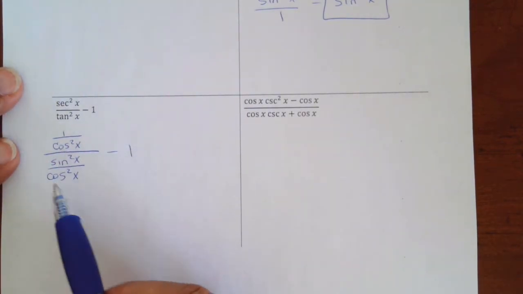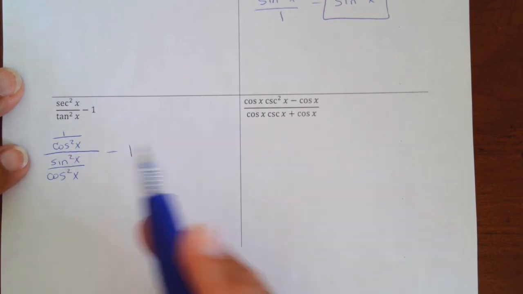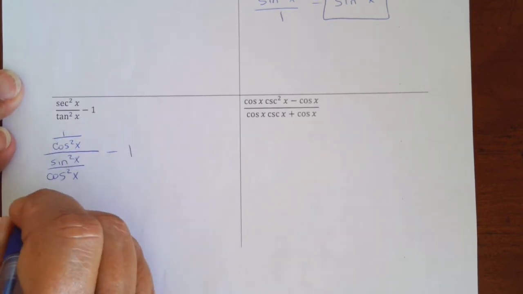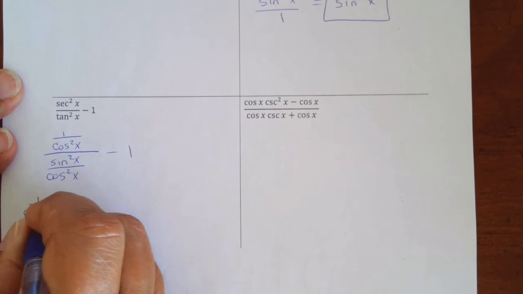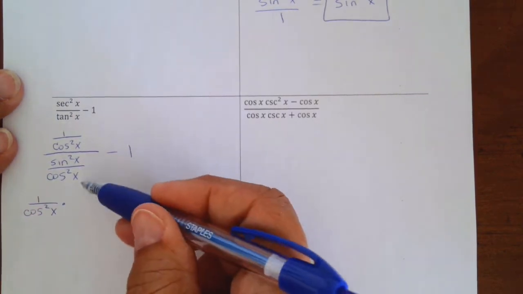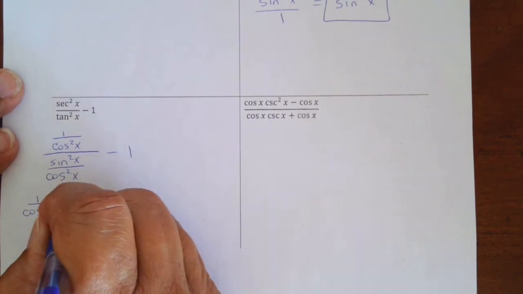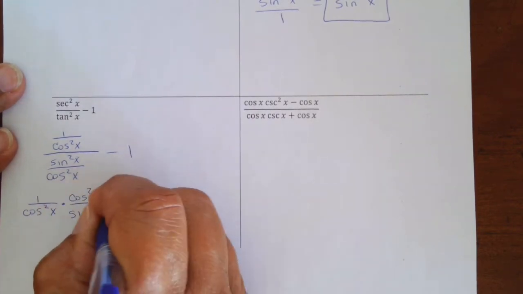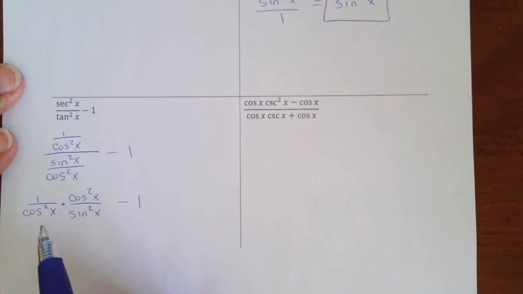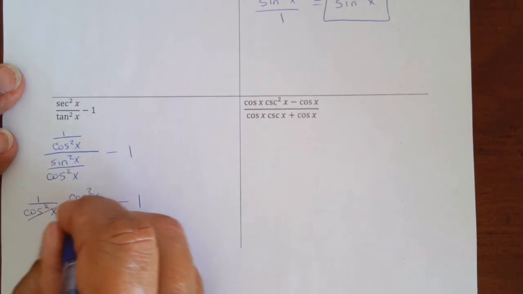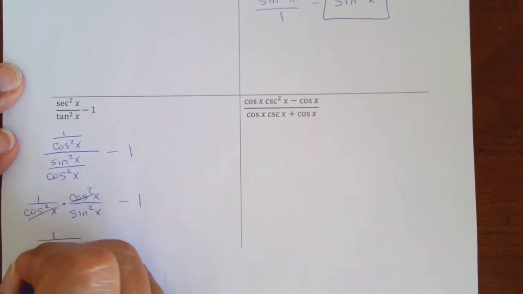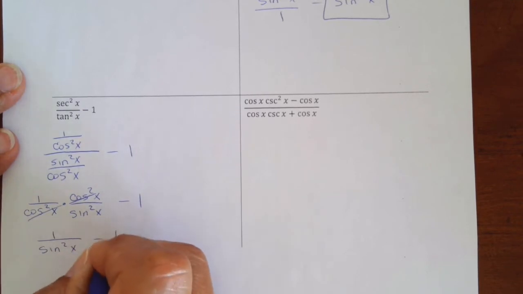So now when I'm dividing fractions, remember you flip and multiply by the reciprocal. So I'm going to do 1 over the cosine squared times, and then I'm going to flip this. So that would be cosine squared over sine squared. Still got that minus 1 out there. So now I see that the cosines will cancel. So I'm left with 1 over sine squared minus 1.